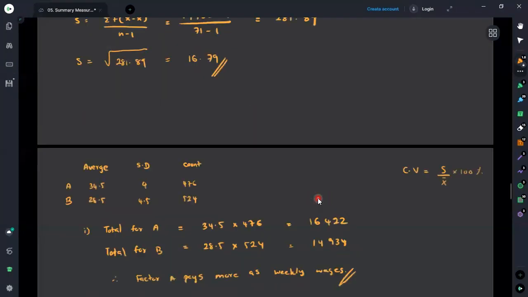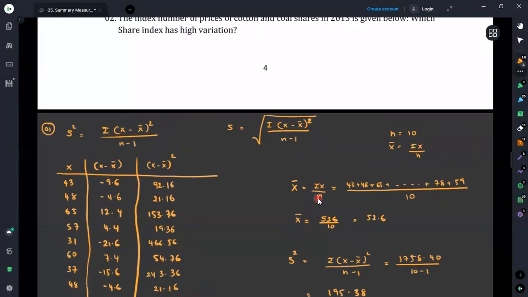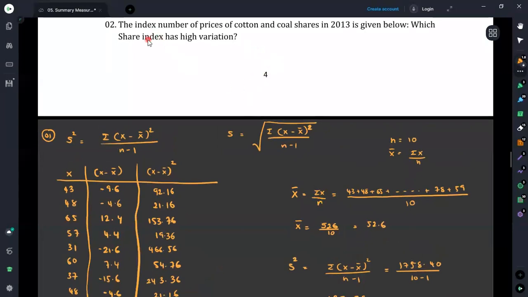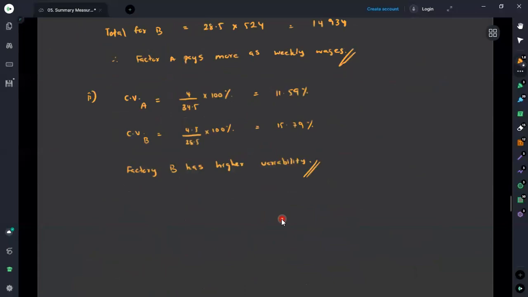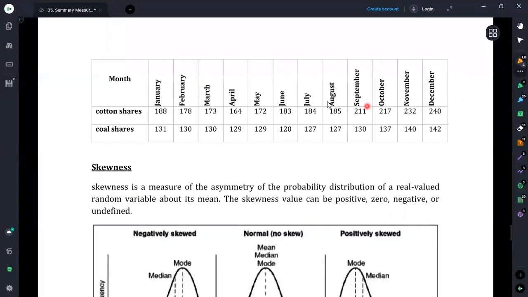And here we can see that another example is given as an exercise which you can try. The index numbers of prices for cotton and coal shares in 2013 are given. Then you are asked to find out which share index has the higher variation. Since these are two different sets of data, for cotton shares and coal shares, their values will be comparatively different. For a particular year they have provided the values.